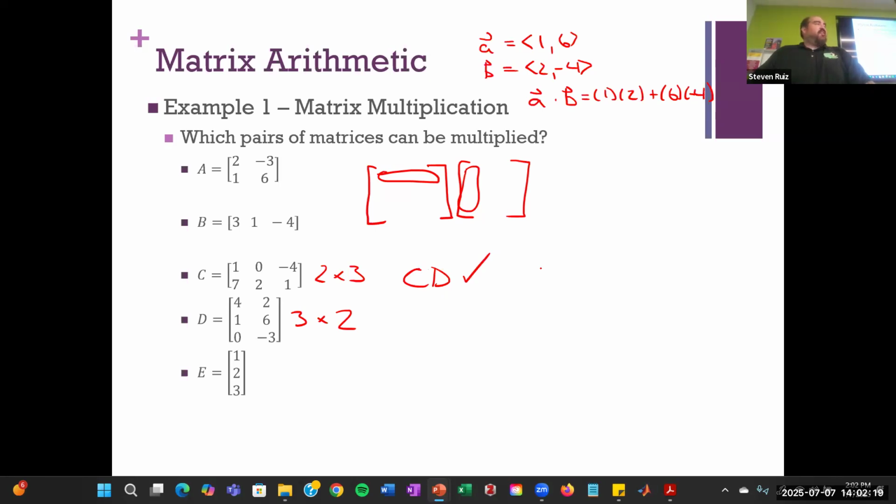And I think I just lied to you. I should have said it the other way around. It's the number of columns from matrix C that has to be the same as the number of rows from matrix D. CD works. DC does not. E times D. What's the order of E? 3 by 1, right? E times D, I don't think works in either direction.